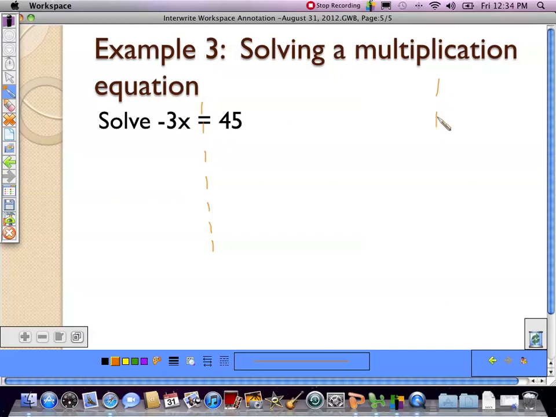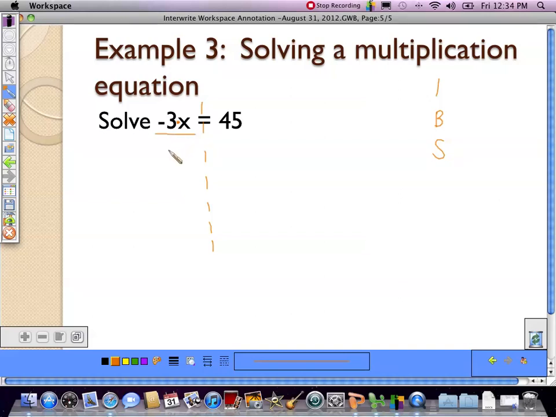Now, we're going to perform IBS, inverse balance solve. So ask yourself, what operation is going on here? Well, this is actually negative 3 times x. Remember, it's understood that there is a multiplication symbol here. If you ever have a constant, a number, right next to a variable, it is understood that you are multiplying those two numbers. So you need to perform the inverse operation. So the opposite operation of multiplication is division.